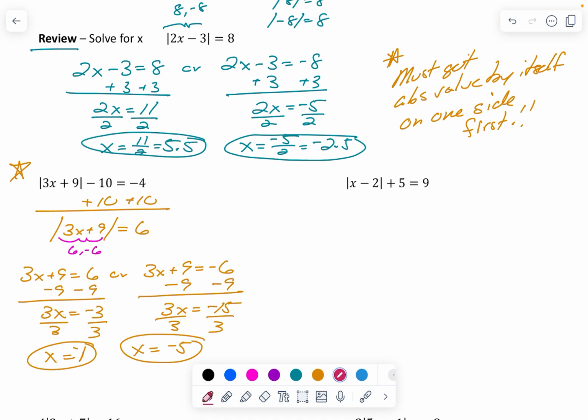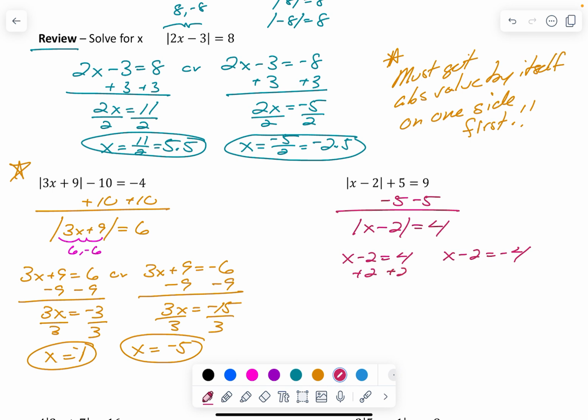How about you try this one now? You can pause it and play it in a minute. But we have to get the absolute value by itself on one side first. Now that we have absolute value by itself equals 4, now we can look for our two answers. What's inside could equal 4 or negative 4. Solving, we get x equals 6, or x equals negative 2.